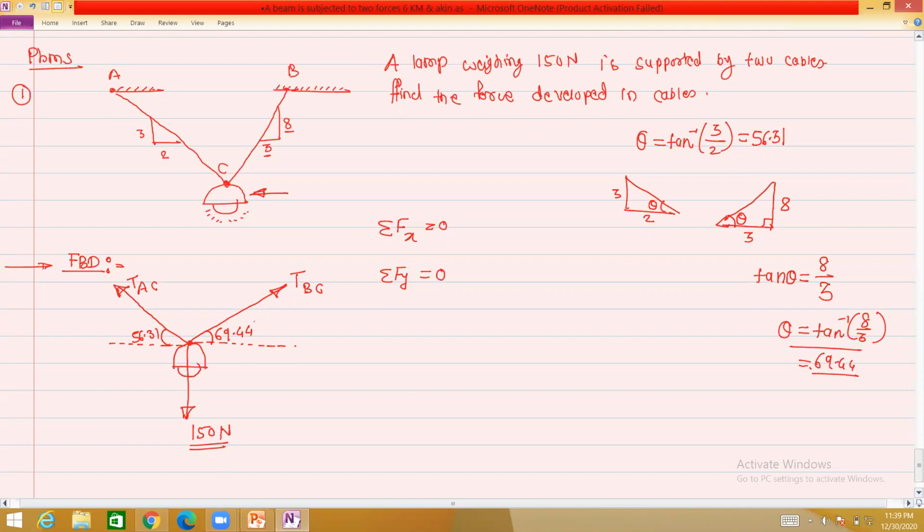Now we can resolve these forces. The x component is tension BC cos 69.44, and the y component will be tension BC sin 69.44. Similarly, you can resolve the tension AC.